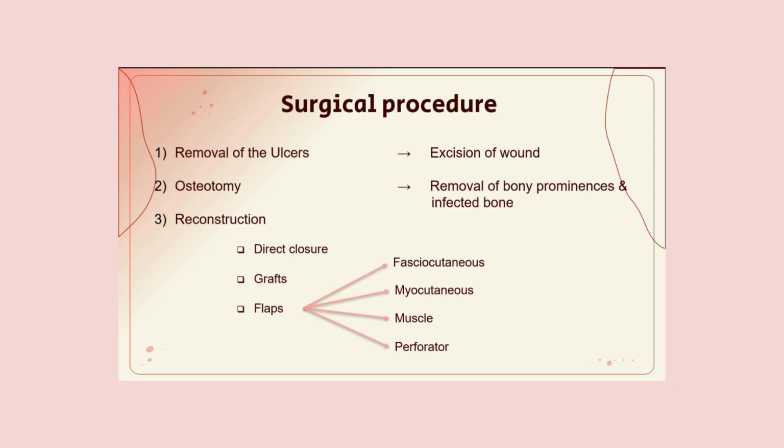we will come to reconstruction. Through reconstruction, we will try to achieve what was the normal thing before. If it's a small wound, we will use a direct closure technique. If it's a big wound, we will use either grafts or flaps. The difference between grafts and flaps is that in flaps, we'll have a blood supply specific to the flap. The different types of flaps used in plastic surgery are fasciocutaneous flaps, myocutaneous flaps, muscle flaps, and perforator flaps.